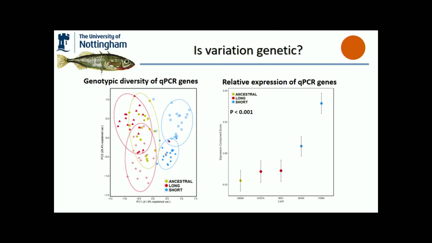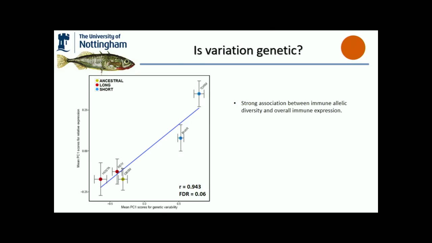So because we had this good separation for short-lived populations in terms of genetic variability in SNPs, and we also had this good separation for short-lived populations in terms of relative expression, we took population means of both of these analyses, and we actually found a really strong association between allelic diversity around the regions where the qPCR genes were found, as well as their overall expression.